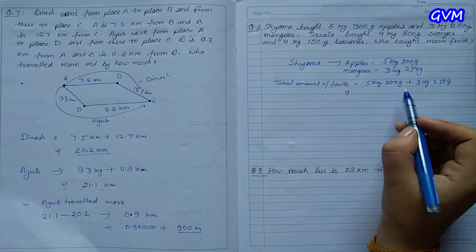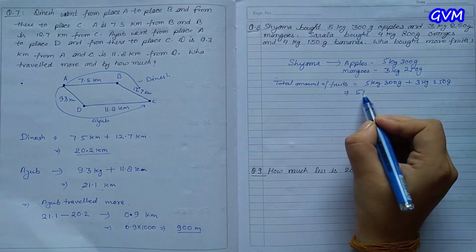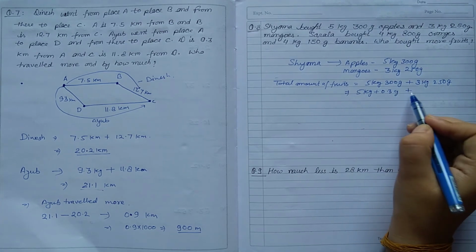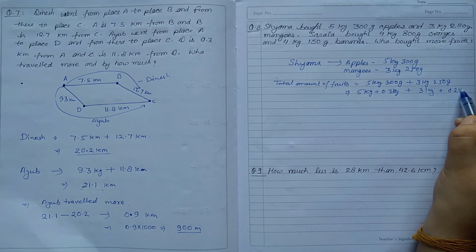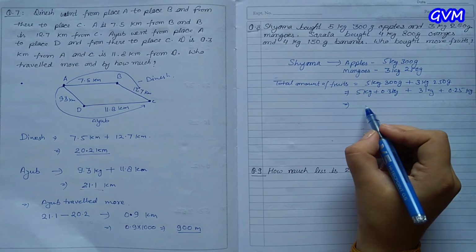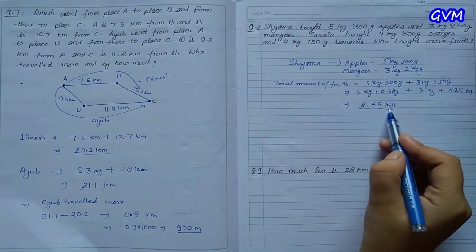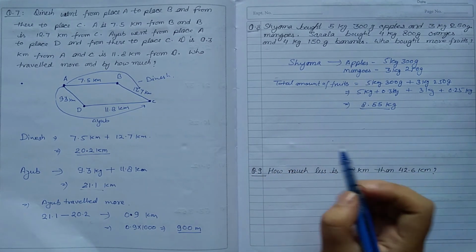To add them we have to convert grams into kg. So this will give us 5 kg plus 0.3 kg plus 3 kg plus 0.25 kilogram. Now we can add them up and this will give us 8.55 kilograms. So the total amount of fruits Shama bought is 8.55 kilograms.